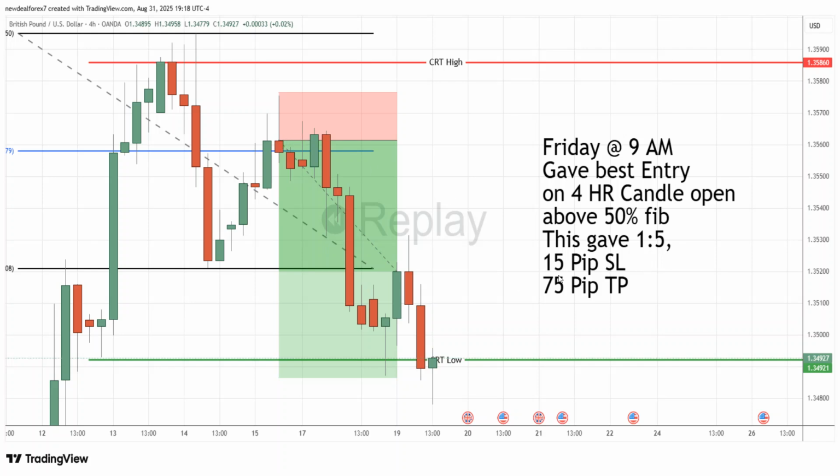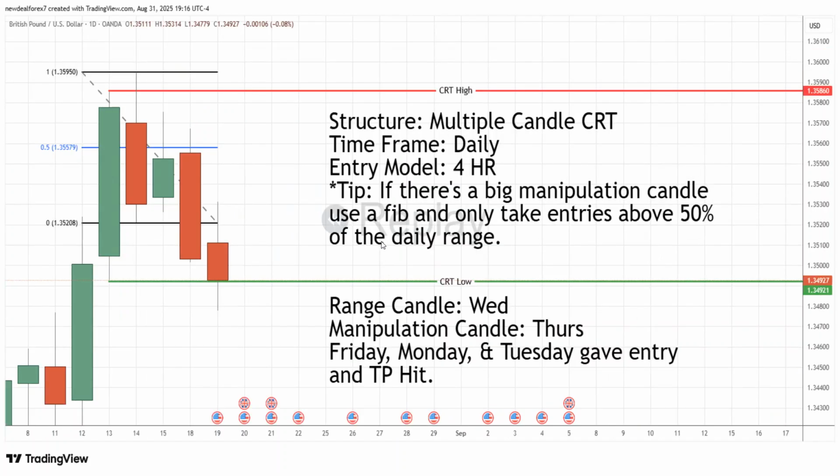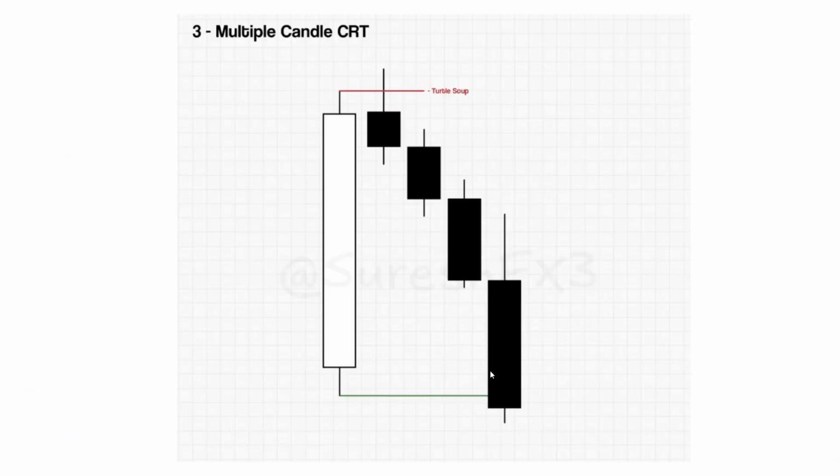Okay, 15 pip stop loss, 75 pip take profit. And it just went down, and that was it. Very little drawdown. But again, these two candles right here, 1 and 2, have already played out. So now you're just waiting for price to retrace a little bit and then go down some more to complete the range. But again, it's based on this structure.